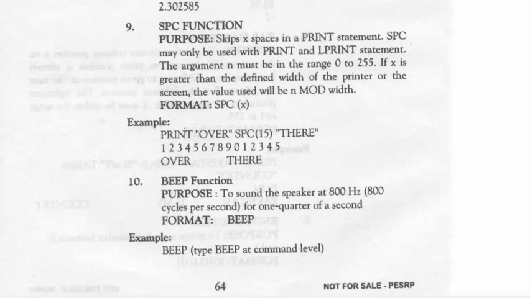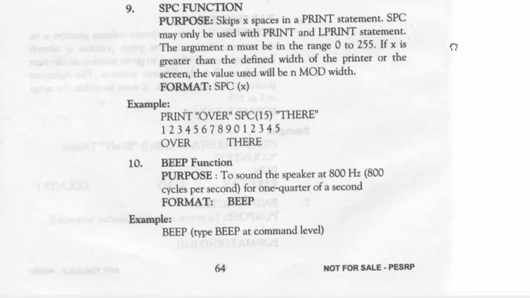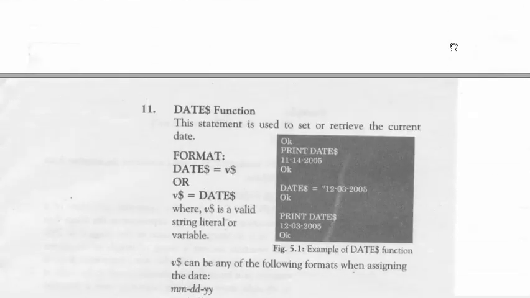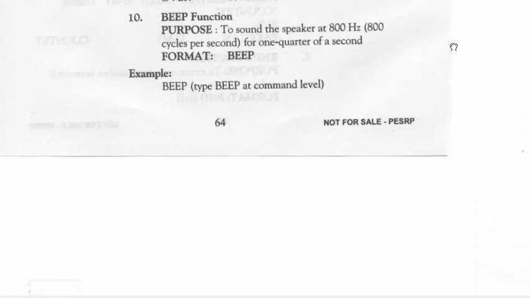Next is BEEP function. Purpose: to sound the speaker at 800 Hertz, 800 cycles per second, for 1/4 of a second. Format: BEEP. Example: type BEEP at command level. Command level is like just to type beep and press enter key.